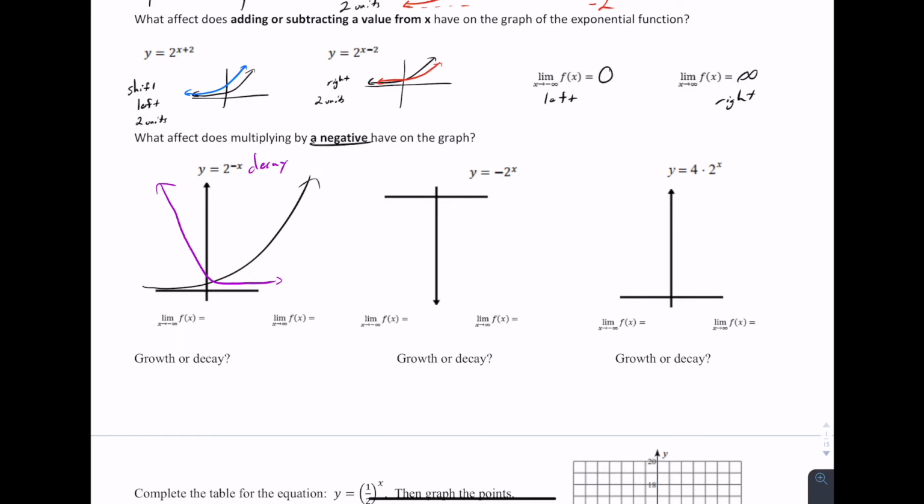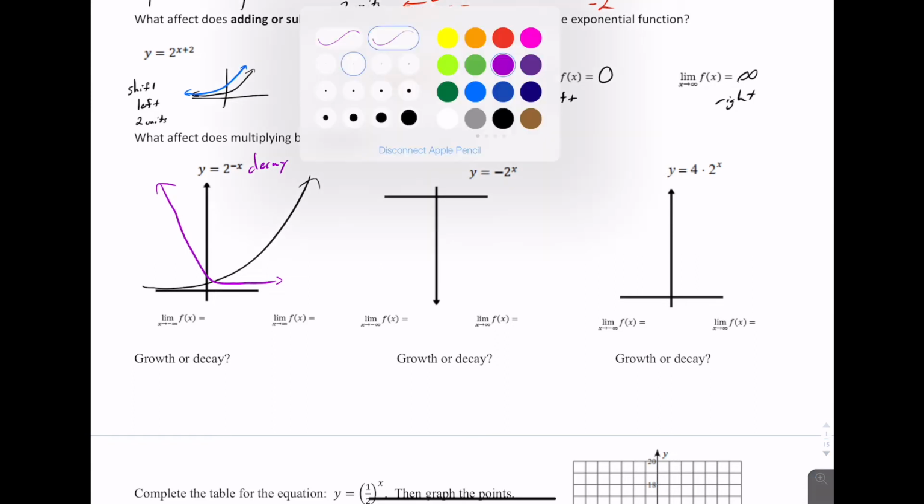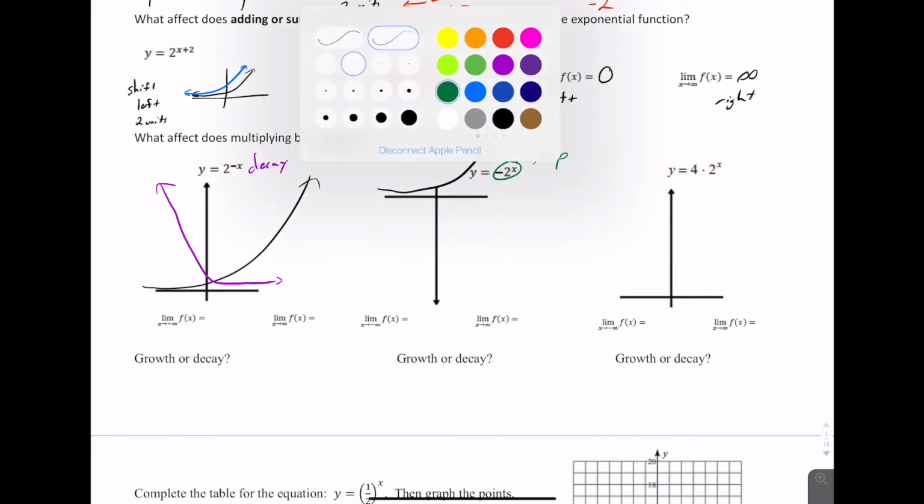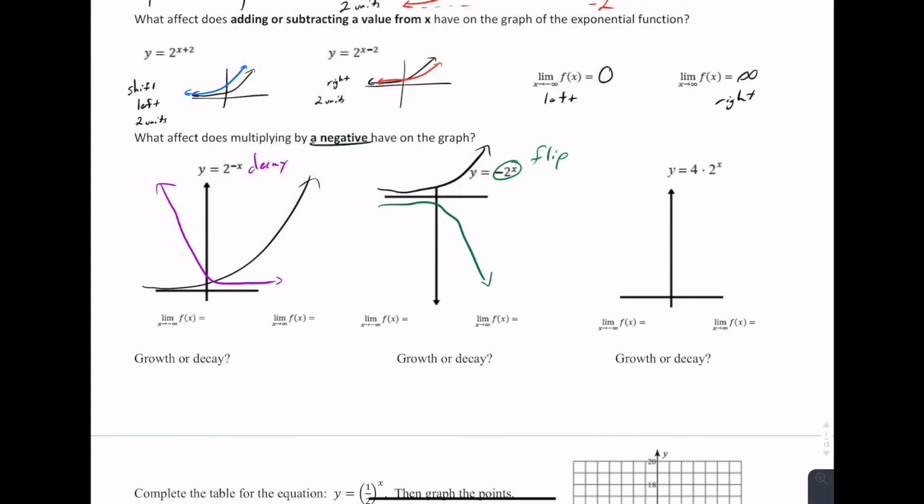And then if we keep on going, now what happens when you put a negative in the front? Well, that's a flip. Okay, so the original looks like this. Now the flip looks like that.